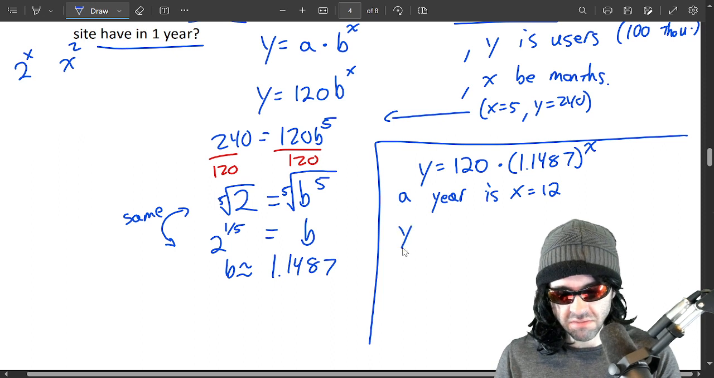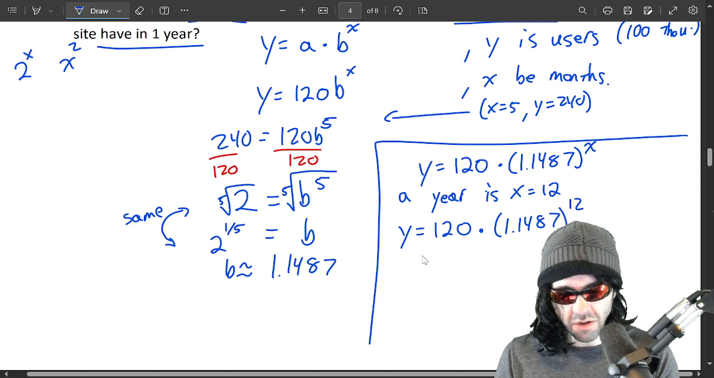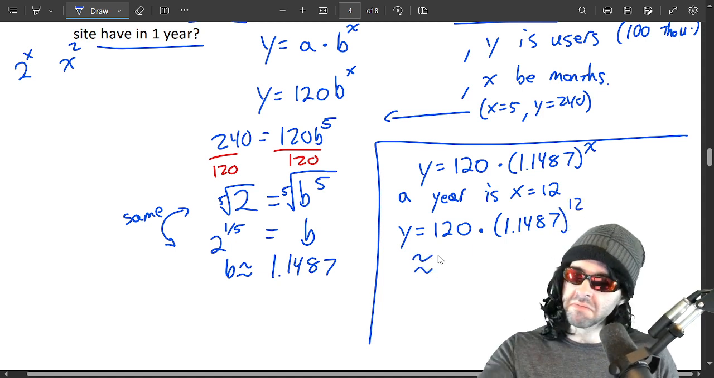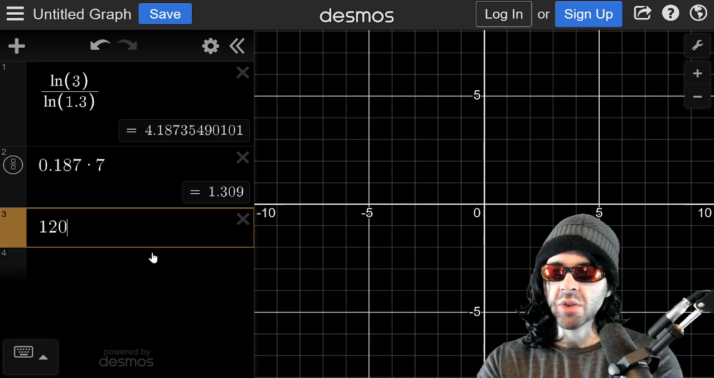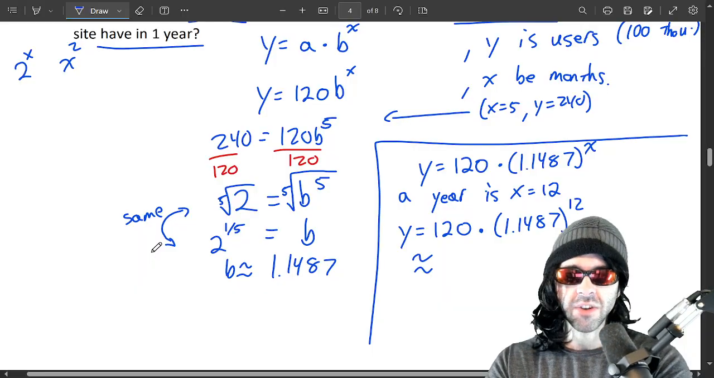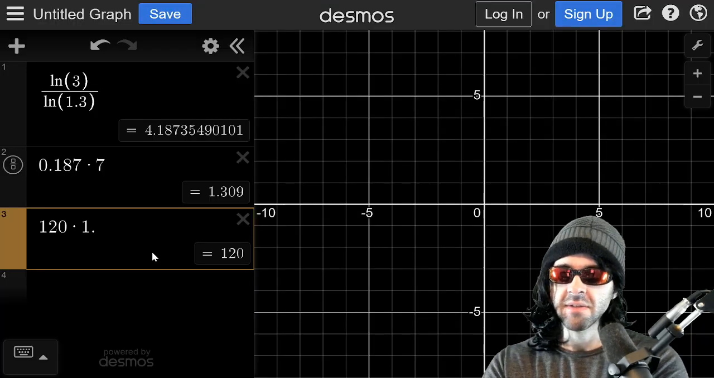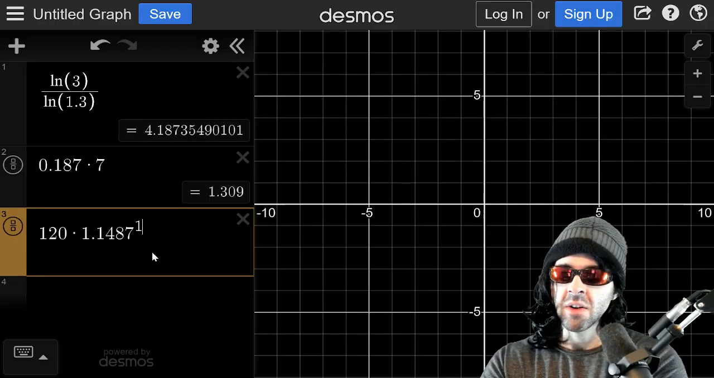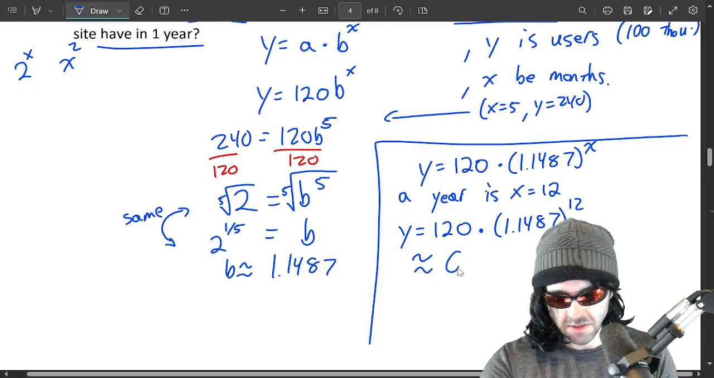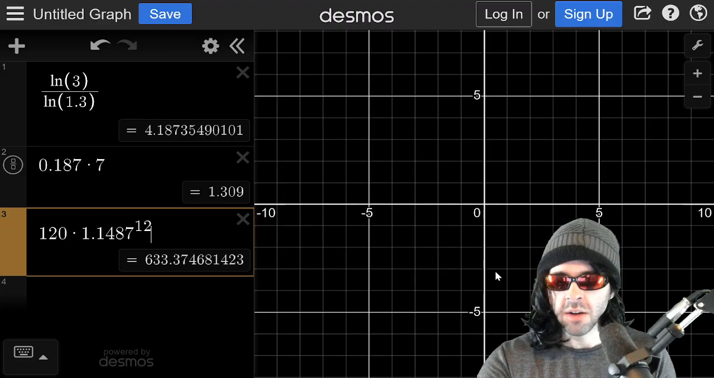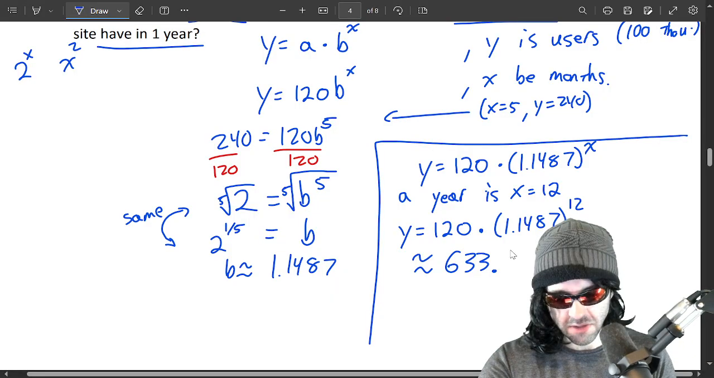Let's use the function. That's a nice thing about functions. 1.1487 raised to the 12th power. Let's go. All right, 120 times 1.1487 raised to the 12th power is about 633.375.